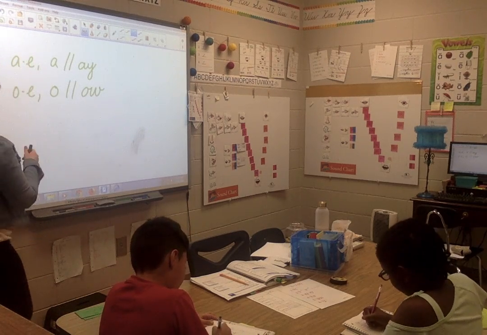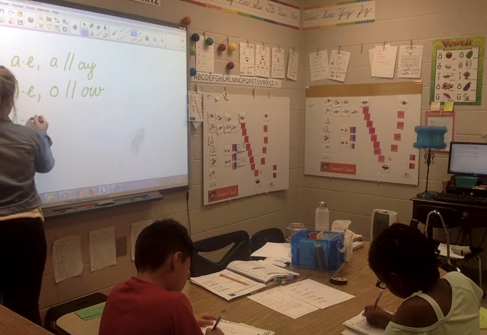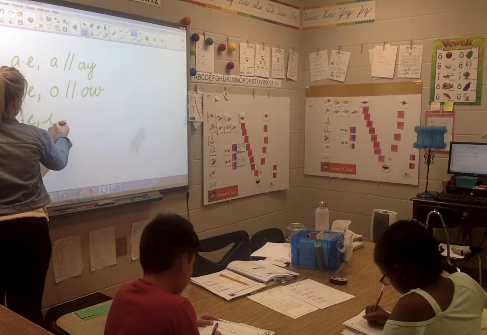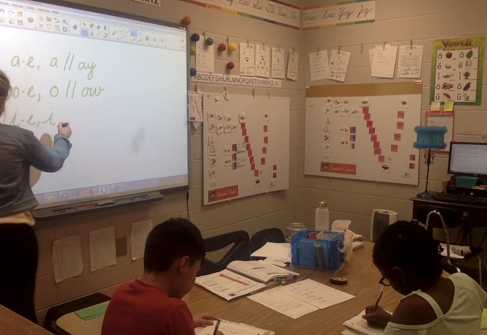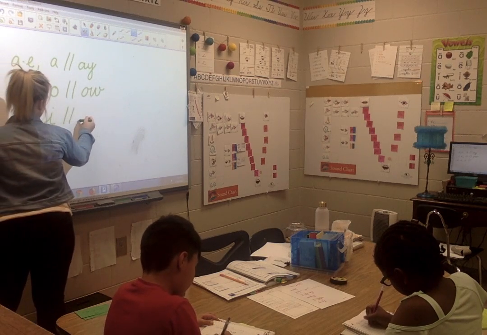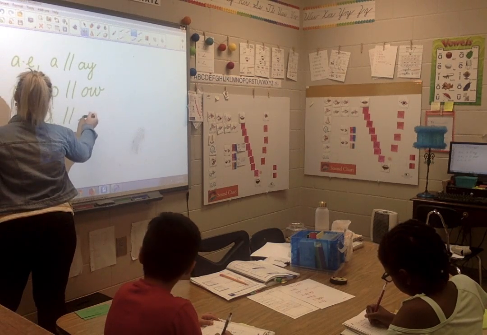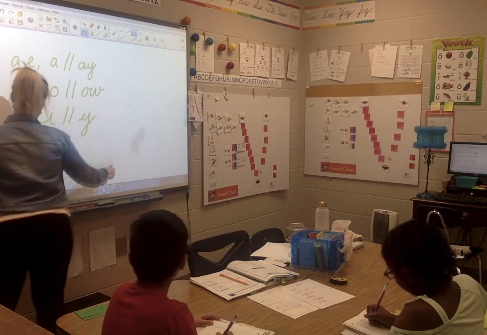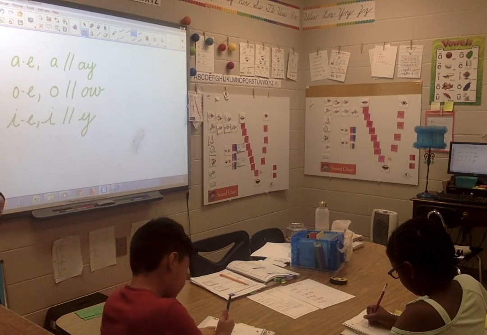I, I consonant E. Nice. Comma I. Very nice. Final position is fly. Remember that vowel line like fly.